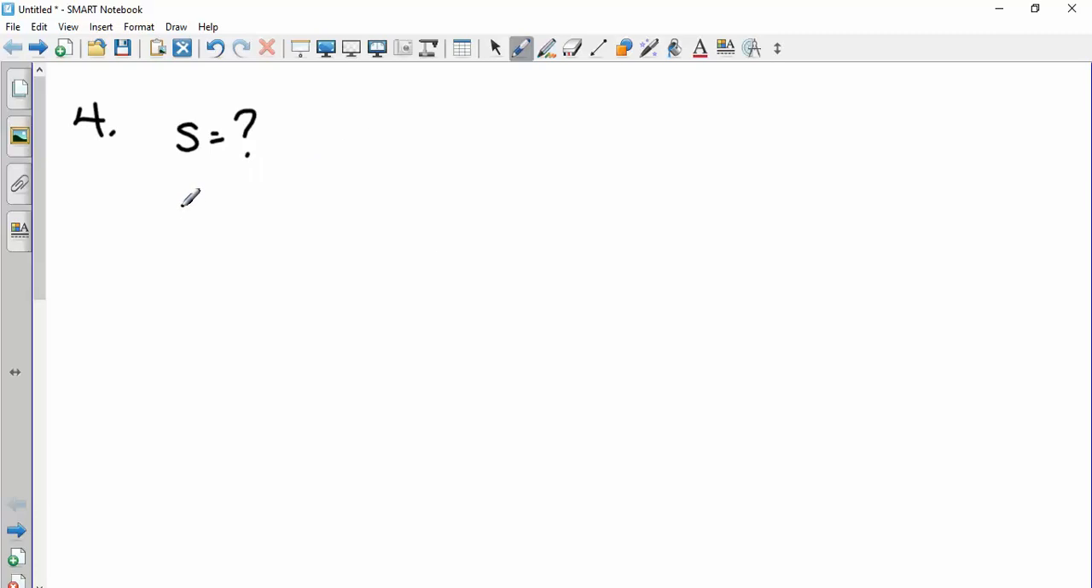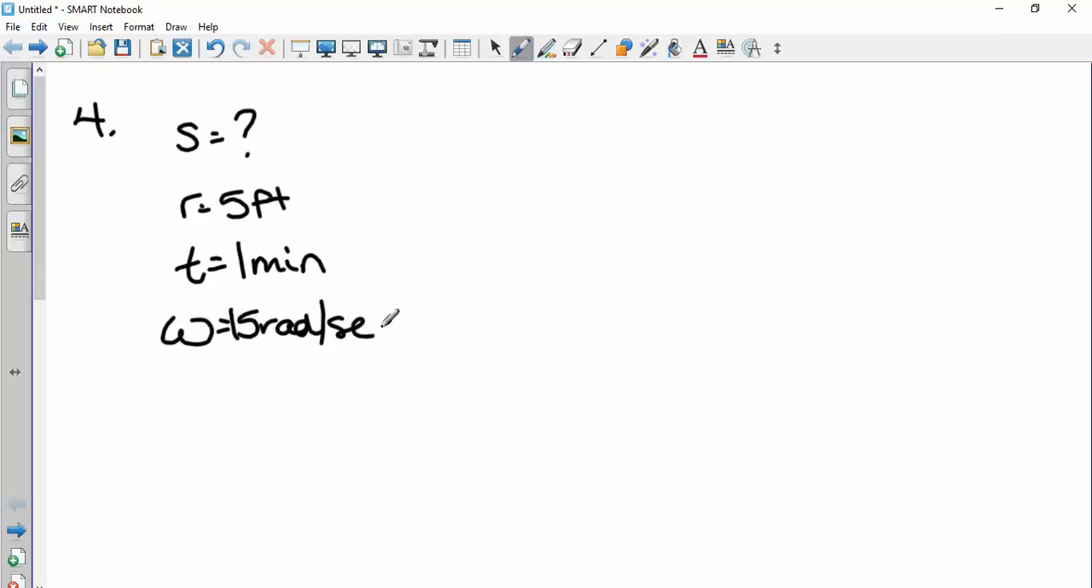If R equals 5 feet, T equals 1 minute, and omega equals 15 radians per second. Do you notice any issues here to begin with? This is minutes and this is seconds. If we are going to use these in a formula, they have to have the same units. So we have to change one of them.